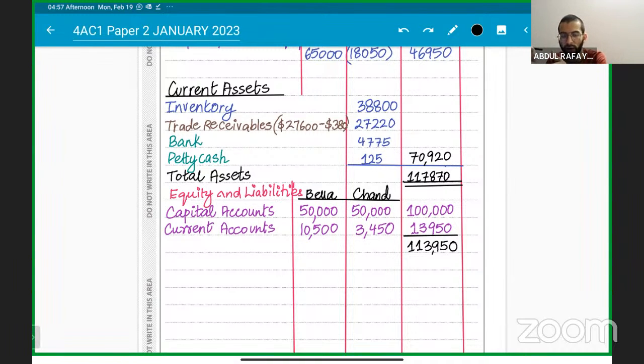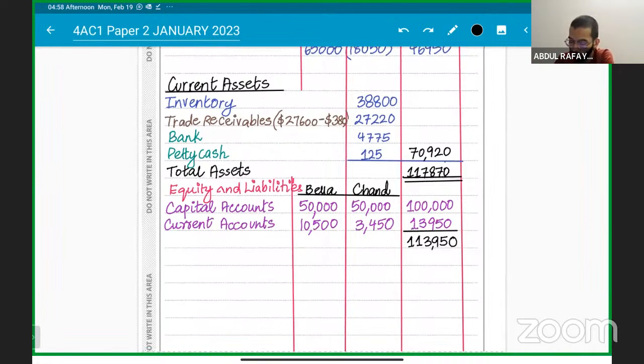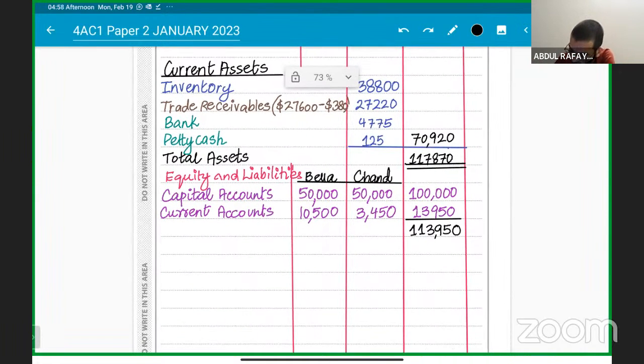So less earnings are there and you've done more expenses. So that is the important thing. And at the moment, we have both of them positive. So both of them are doing good. That's why we have added both their current accounts and both their capital accounts, and in total we got 113,950, which will be called total equity as well.